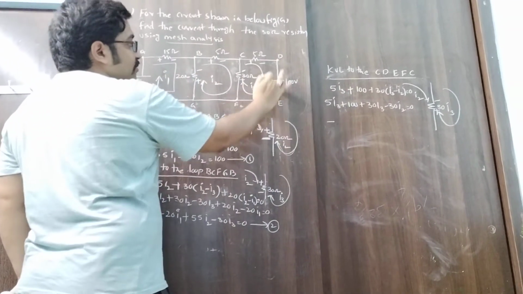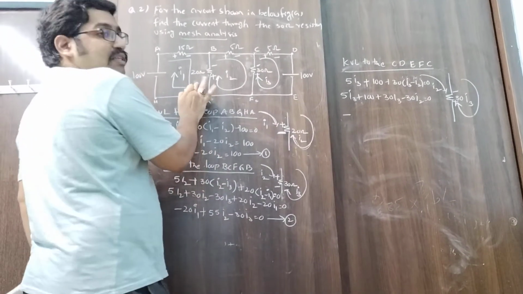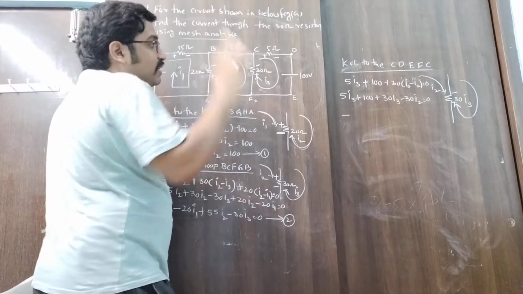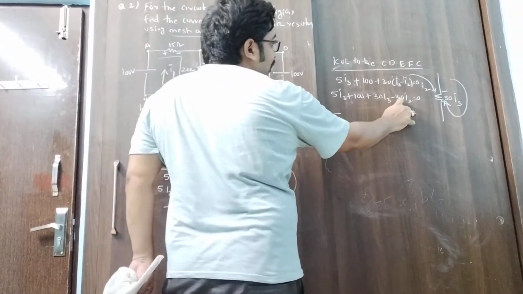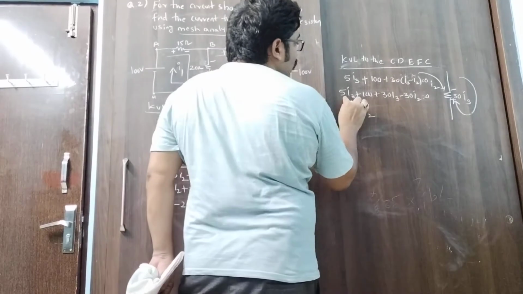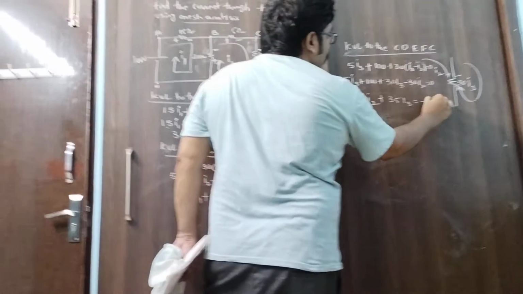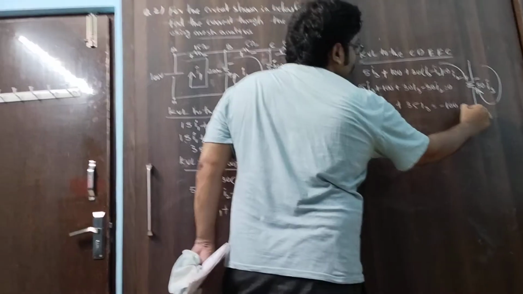See here, when you are dealing with the third one, you are having the link with the second loop only. We are not having the link with the first loop, so we should make it as 0. So only we should start from the second loop. Minus 30 into I2. 5I3 plus 30I3 is 35I3 is equal to minus 100. This is your third loop.